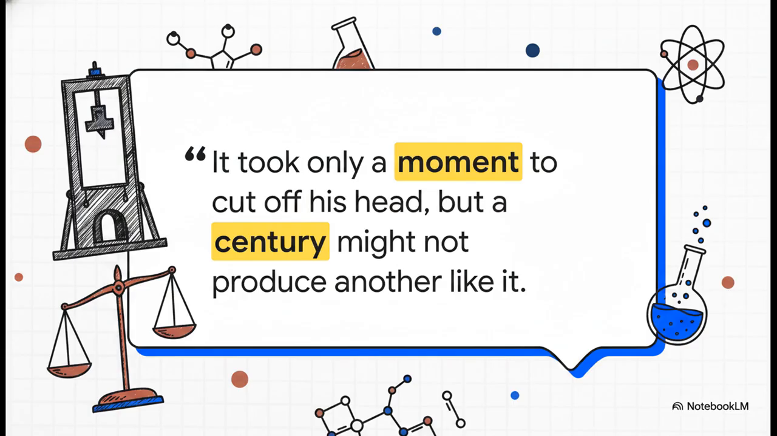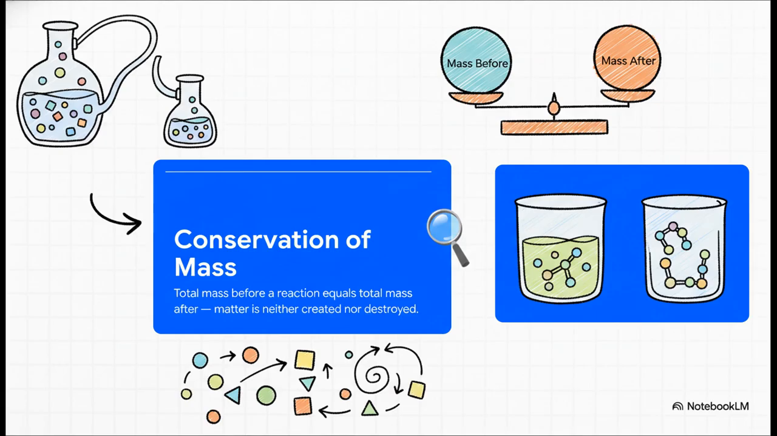The mathematician Joseph-Louis Lagrange famously remarked, "It took only a moment to cut off his head, but a century might not produce another like it." It is a truly sobering reminder of the immense, irreplaceable genius the scientific community lost that day. But wow, did his legacy change the world?